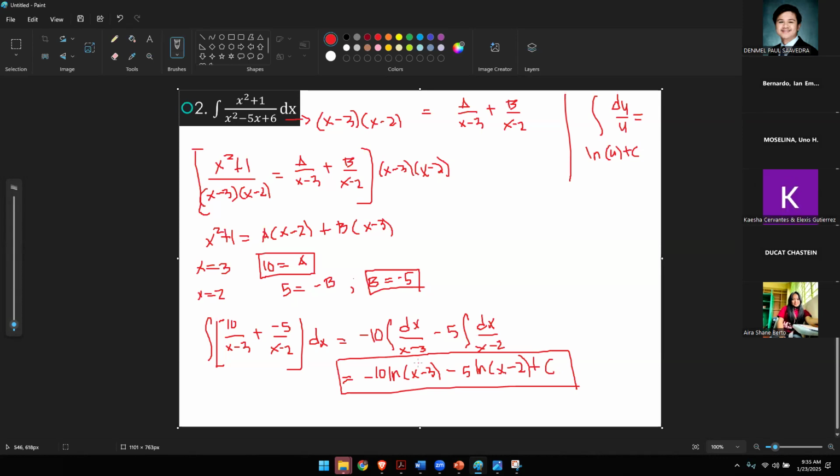Sir, may question po. Yes. Sir, paano po naging negative 10 yung A? Pero dun po sa given niya sa taas, positive 10 po siya. Ay, oo nga, no. Kala ko negative to. This is part of the bracket. Okay, positive lang yan, positive. This is positive 10, positive 10. Yan. Thank you for noticing that one, Miss Gutierrez.